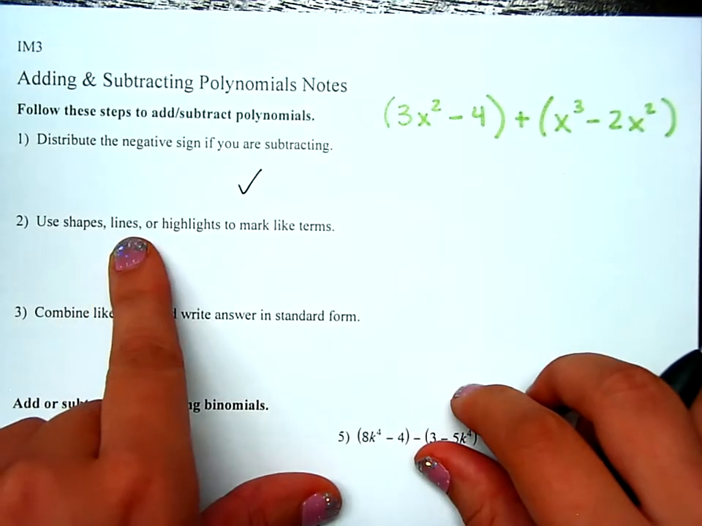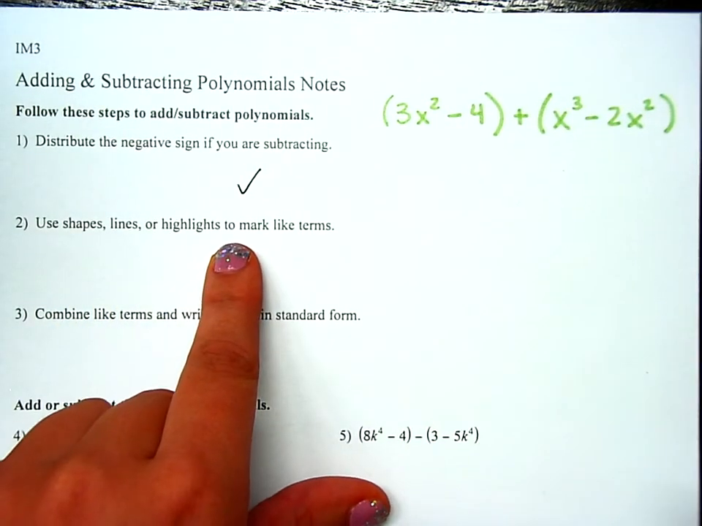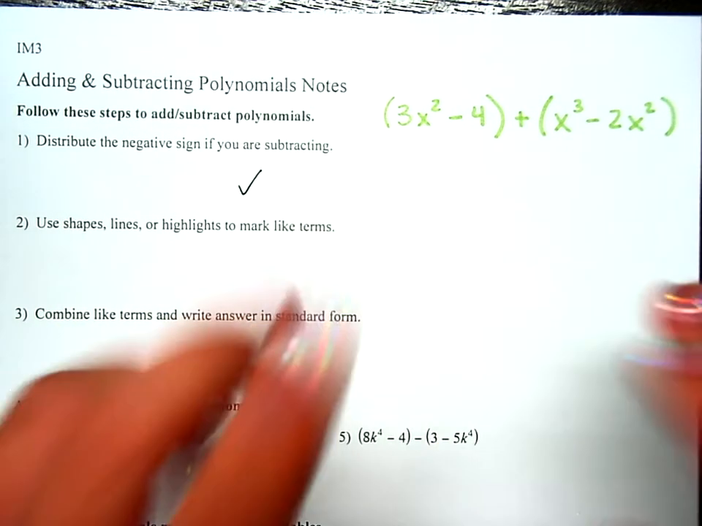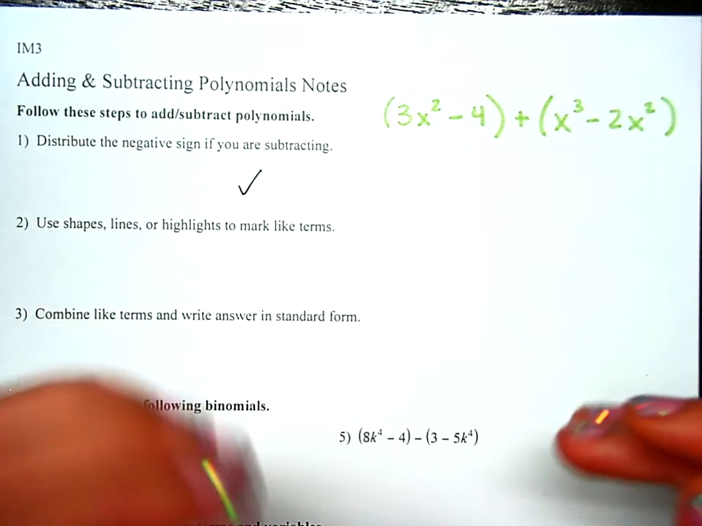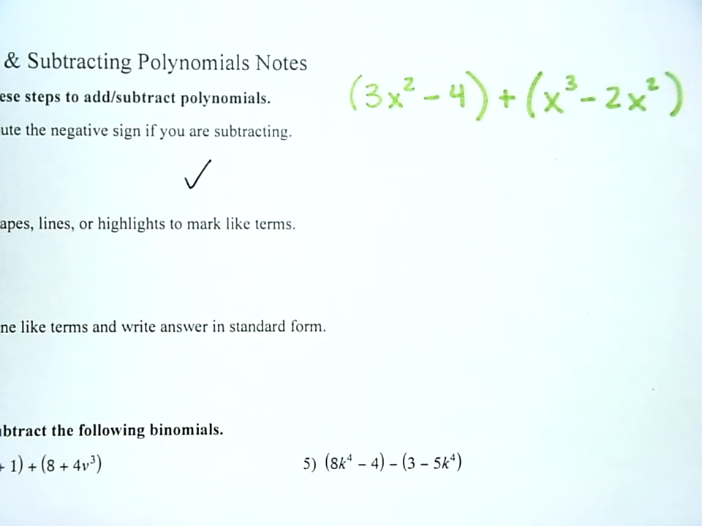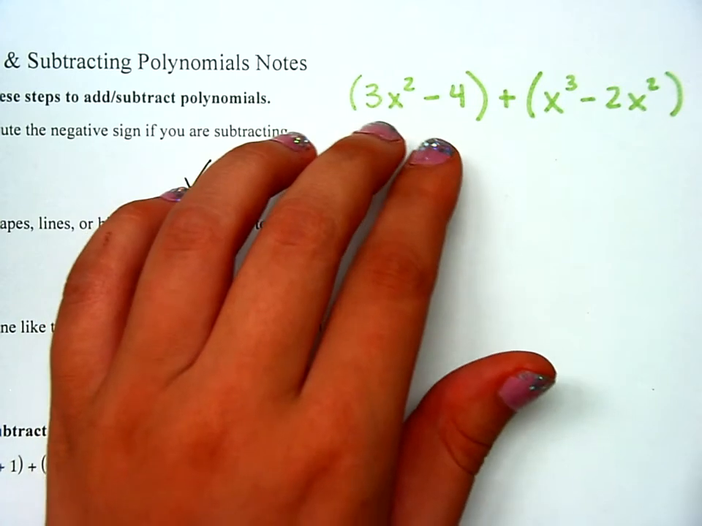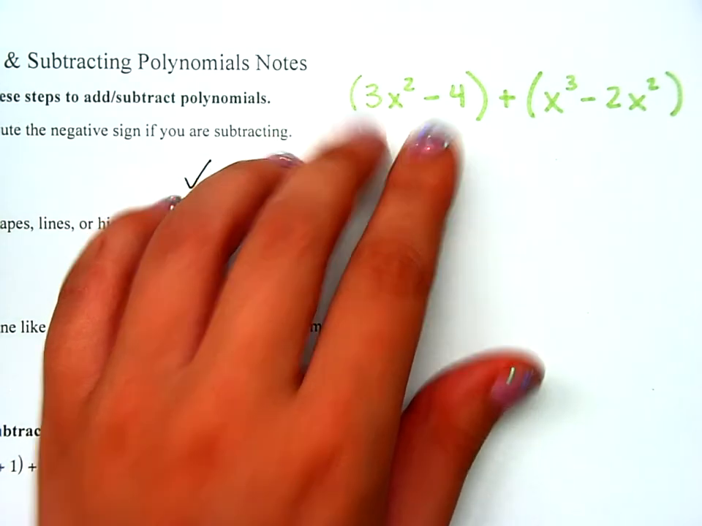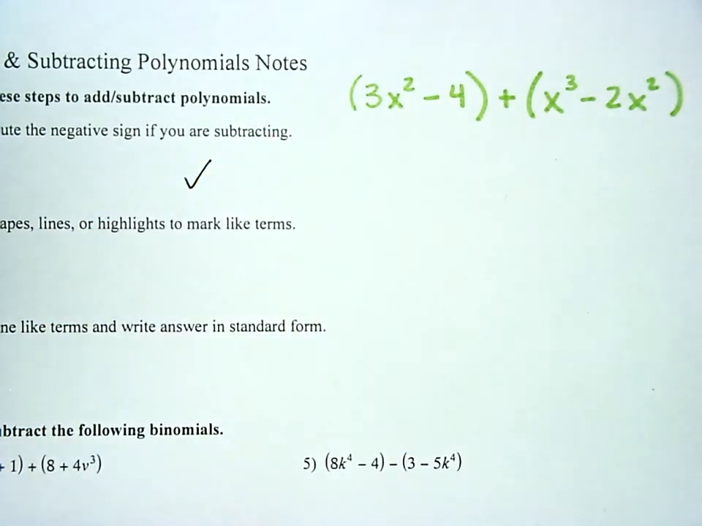Use shapes, lines, or highlights, basically whatever you want to use to mark like terms. So this is just a tip from me. You don't have to do this, obviously, but it just helps stay organized if you're adding polynomials that are really, really long, so that you don't lose track. So what I'm going to do is use 3 different colors, because I have 3 different types of terms here, and I will mark what terms are like.